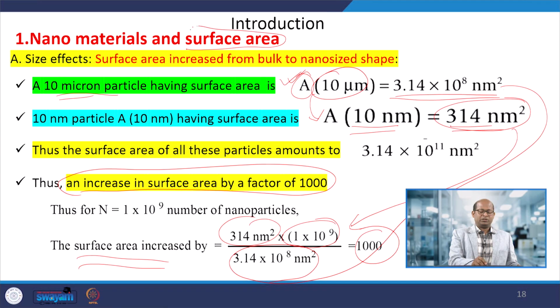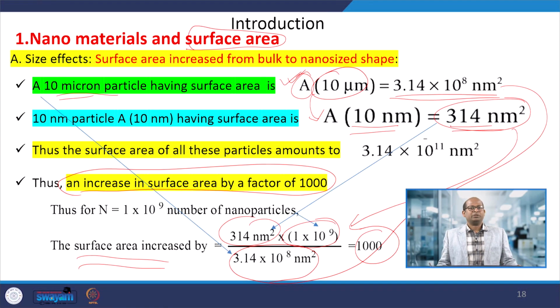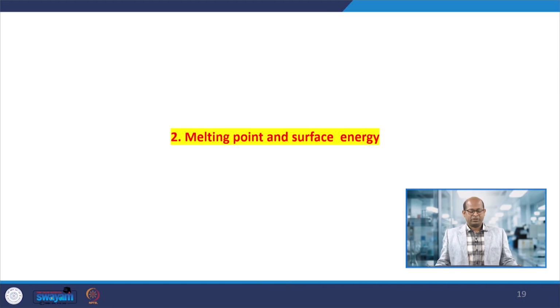So that is the advantage of working with nanomaterials instead of bulk materials. If we convert bulk or bigger size particles into nano, then we can get a higher surface area. That would help in many ways, which we'll discuss later, including how those properties help or assist in particular applications.